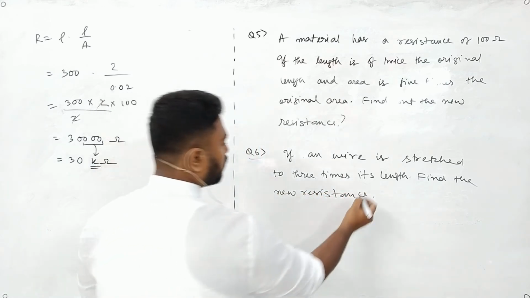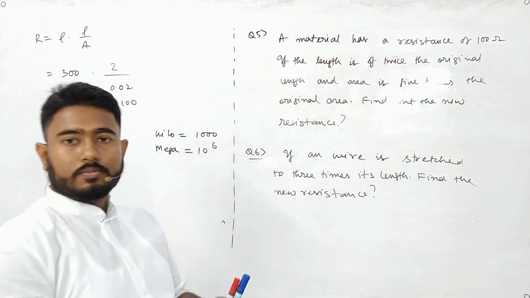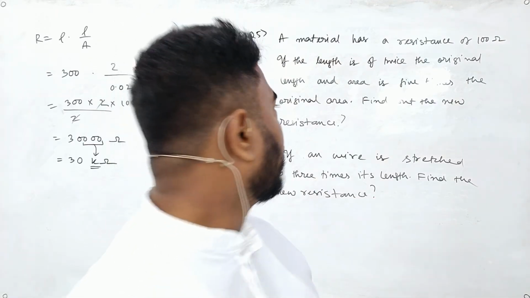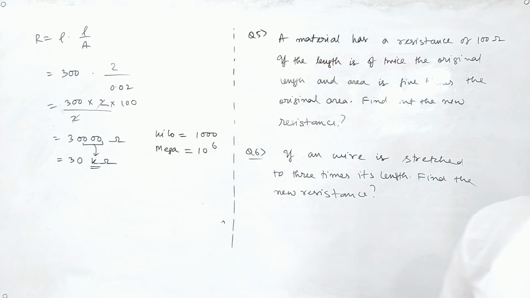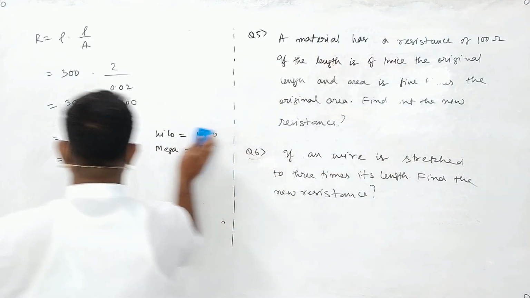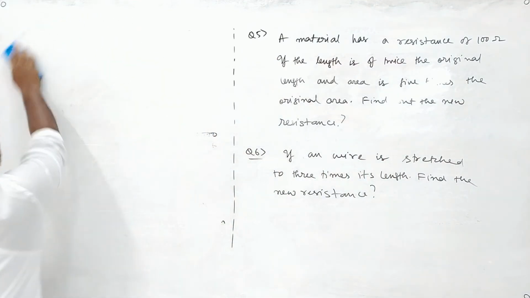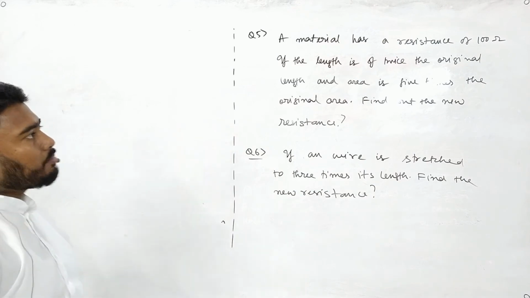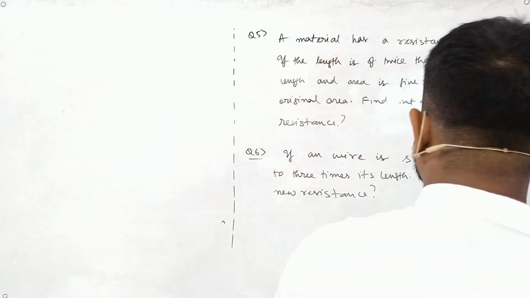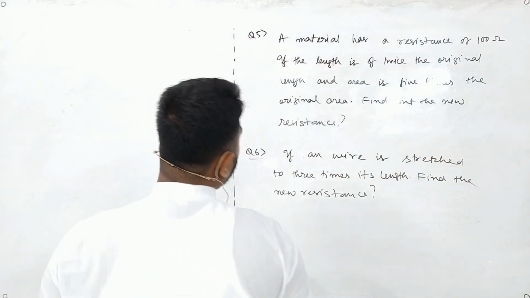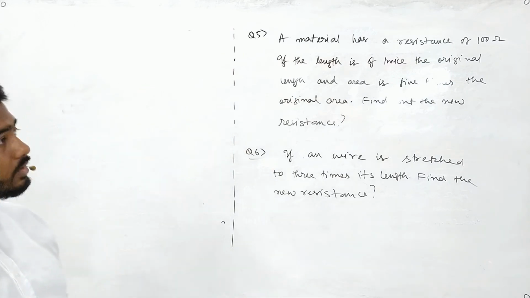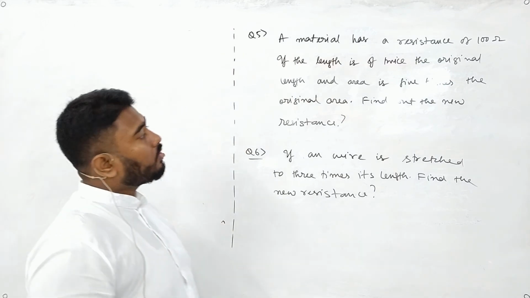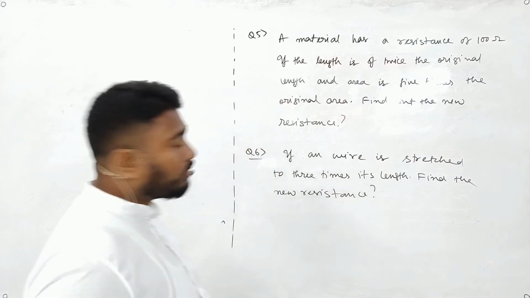Okay, do these two questions first. Okay, let us do question number 5. What is question number 5 telling us? It is telling us a material has a resistance of 100 ohm, if the length is twice the original length and area is 5 times the original area. Find out the new resistance.